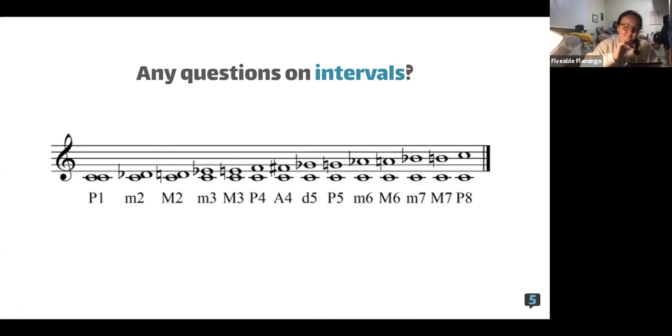Okay. So this is 4 measures in 3/4. So if you want to take a moment and write that out.